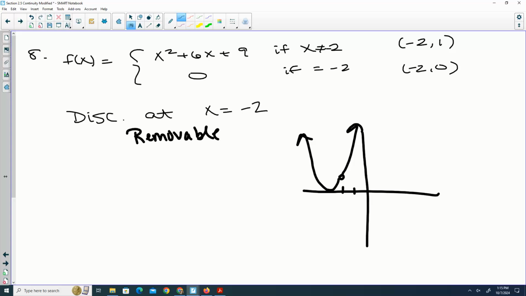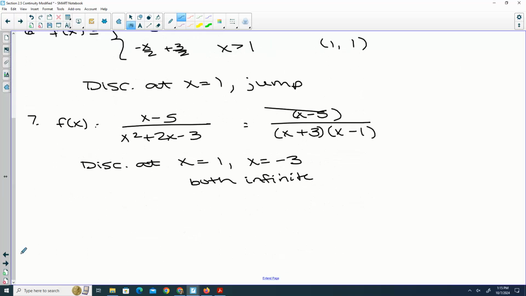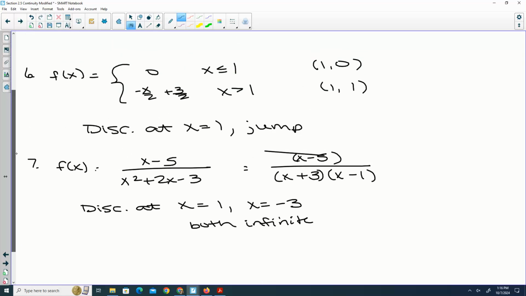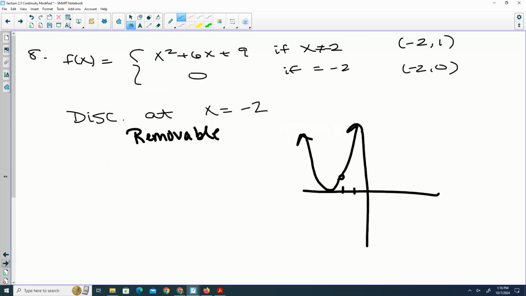You can graph, that is a great option. What I would watch for: the removable happens when something cancels in top and bottom, or when you have a piecewise and your conditions are equal and not equal. Because I knew then, because this one was not equal to -2, the only difference was a single point. Versus when you have a piecewise where your conditions are greater than and less than, that's when you jump, because you start on one piece and then you actually jump to a different one to continue. So that not equal is what made this one removable.